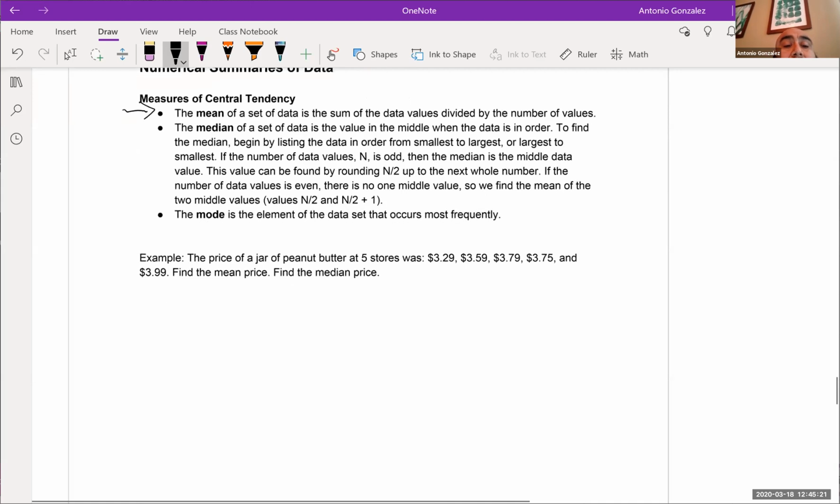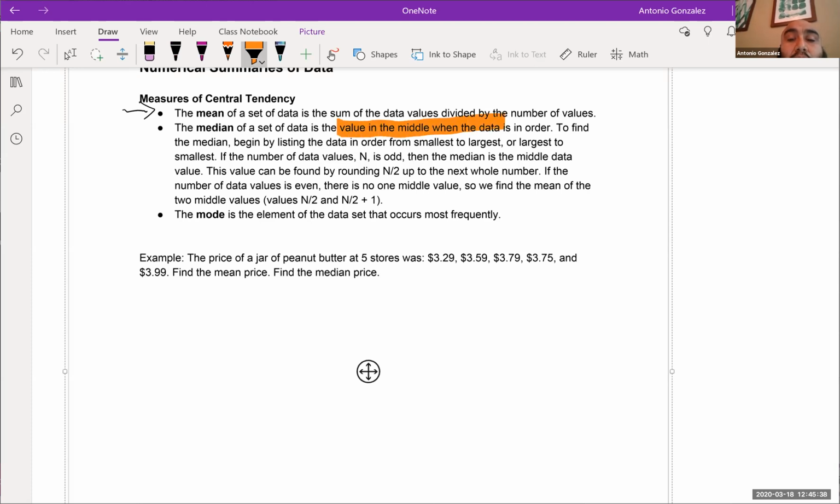All right, and then here, the median of a set of data is the value in the middle when the data is in order. So to find the median, begin by listing the data in order. And again, that's going to be important here. Make sure that in order to find the median correctly, the data must be in order from smallest to largest, or largest to smallest. But it does have to be in order.